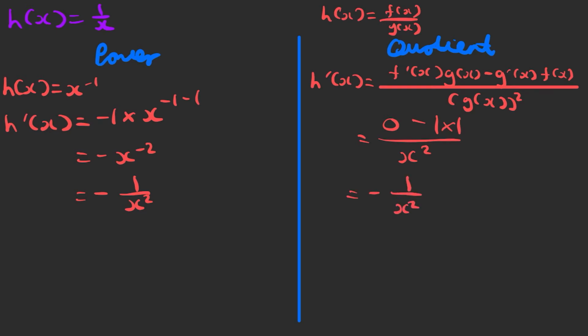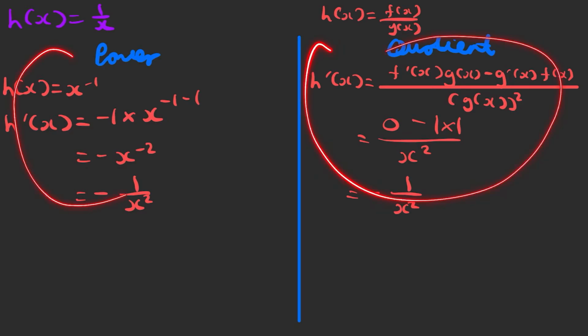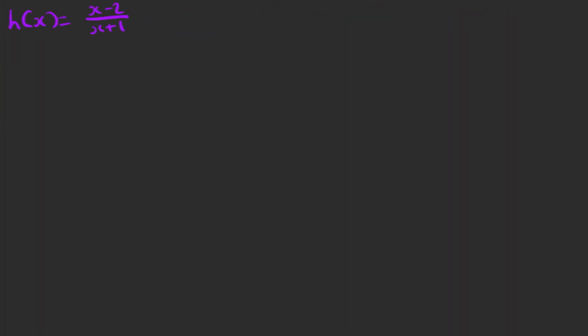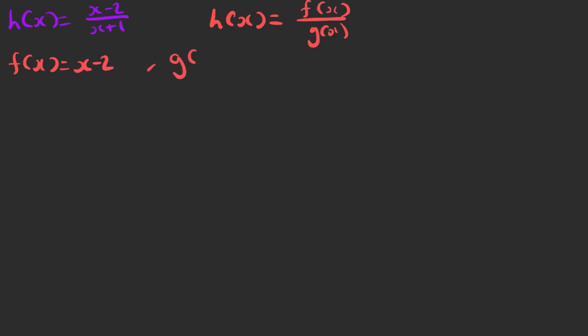Now, both techniques were pretty fast. However, I'd have to go with the power rule in solving this. It's a much less formulaic way and much quicker. So, yeah. Now let's try this example. In this example, let's write out what f of x and g of x are. So we know that h of x will be equal to f of x on g of x. And we know that f of x will be equal to x minus 2, and g of x will be equal to x plus 1.